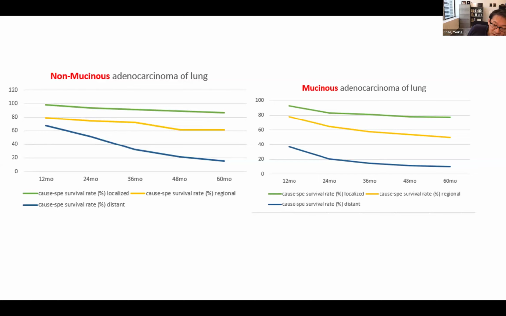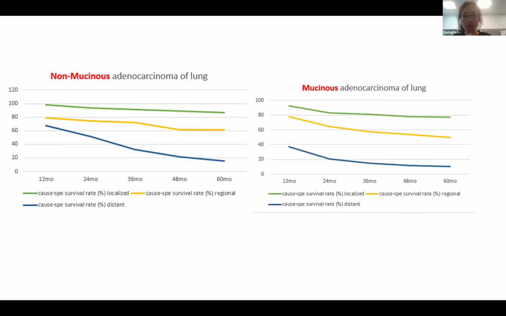Same thing, cause-specific survival, regional, so regional disease. Then you have 2 graphs of mucinous versus non-mucinous. So you can rearrange the graph like that. But anyway, the lesson is mucinous distant does really worse. Versus the regional is worse as well. Everything is worse. So you mean I have to make it together as a group? Yeah, but don't put 6 graphs all together. Just put 2 in one graph. Oh, 3.